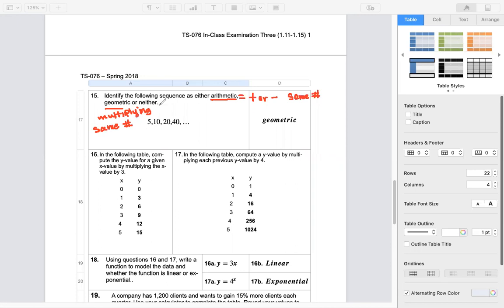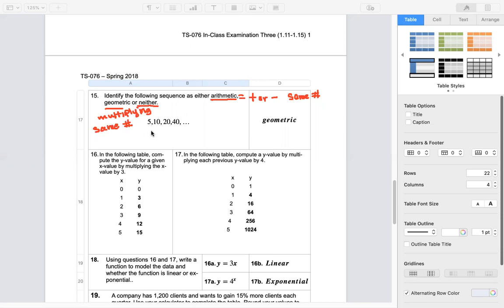So, and then it says, or neither. We actually have 3 choices here, or neither. You might be going, hey, teacher, we never discussed neither. How would you know if it was neither? I'll show you in a moment here, okay? So let's just look at the numbers. I've got 5, 10, 20, 40. That's the sequence. And they want to know, is it arithmetic, geometric, or neither?